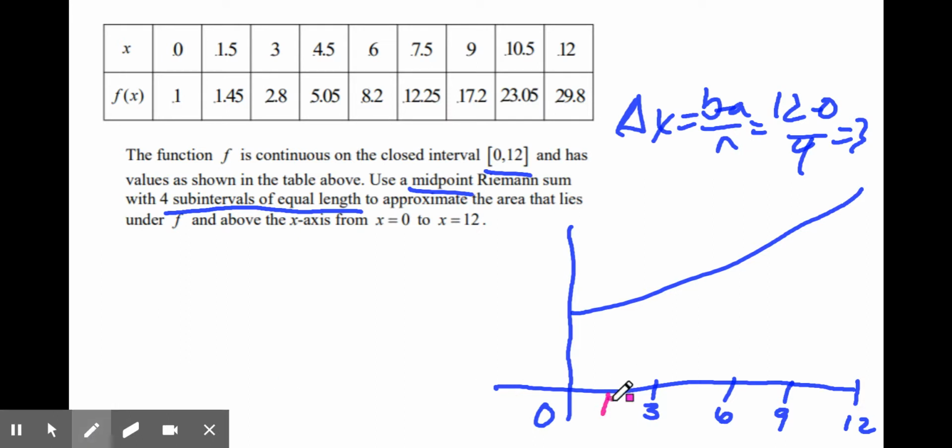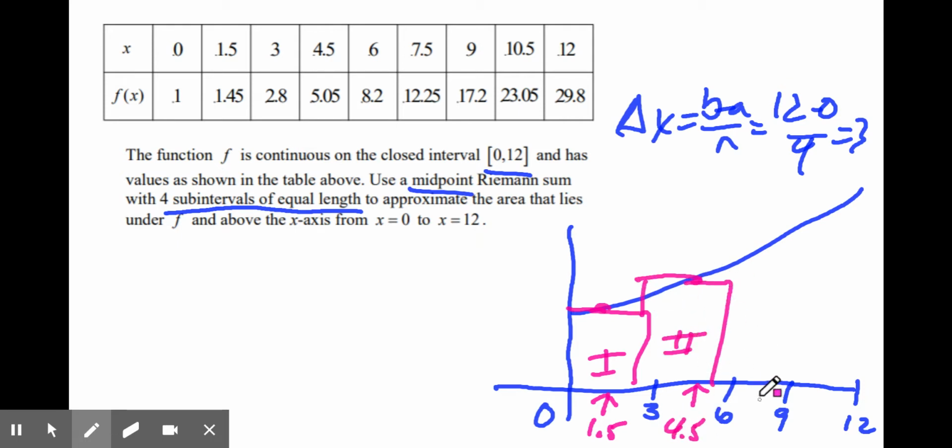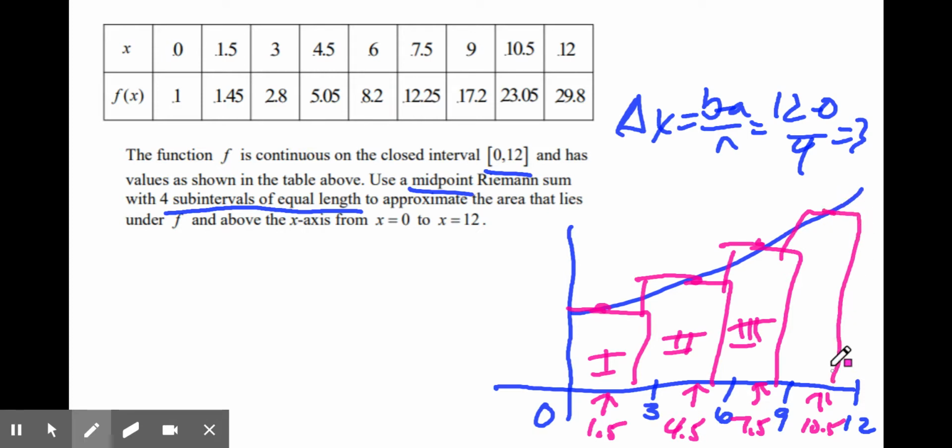So the midpoint between 0 and 3 is 1.5. You draw across here and down, that's number 1. Between 3 and 6 is 4.5. Again, notice that all these numbers are conveniently located in the chart. That's number 2. Between 6 and 9 is 7.5. That's the midpoint of the third. That's number 3. And then we have 10.5. That would be rectangle 4.